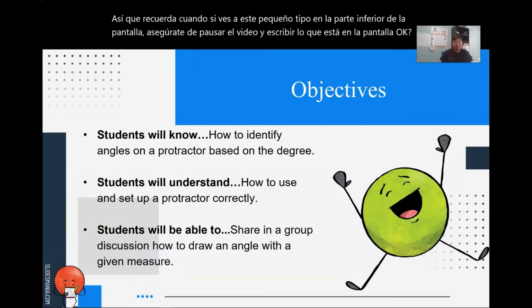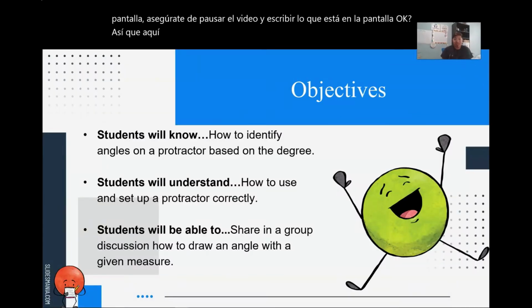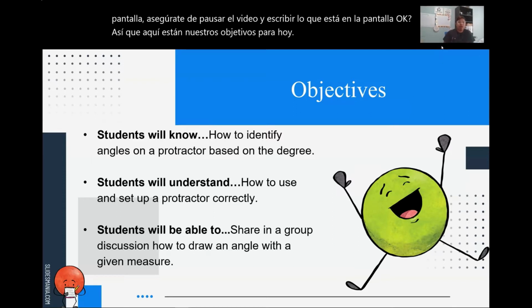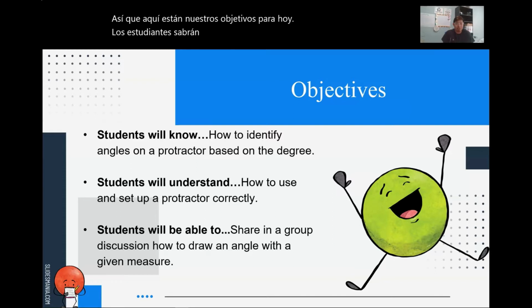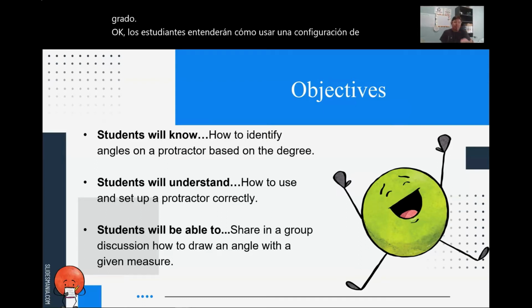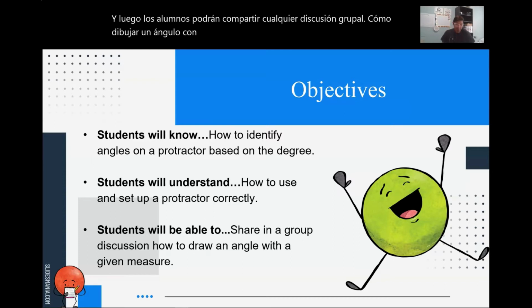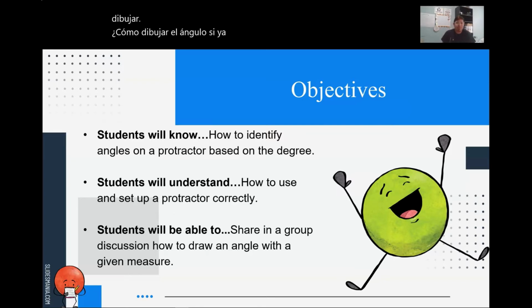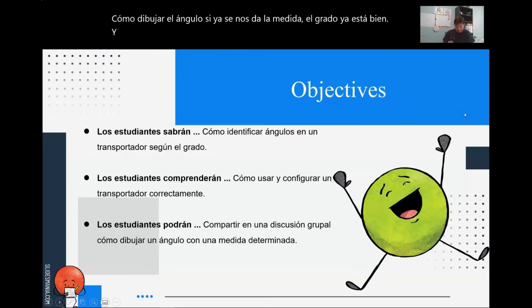So here are our objectives for today. Students will know how to identify angles on a protractor based on the degree, okay? Students will understand how to use and set up a protractor correctly. And then students will be able to share in a group discussion how to draw an angle with a given measure, okay? So today we're going to be learning how to draw the angle if we're already given the measurement, the degree already, okay? And here it is in Spanish, just in case you need it.